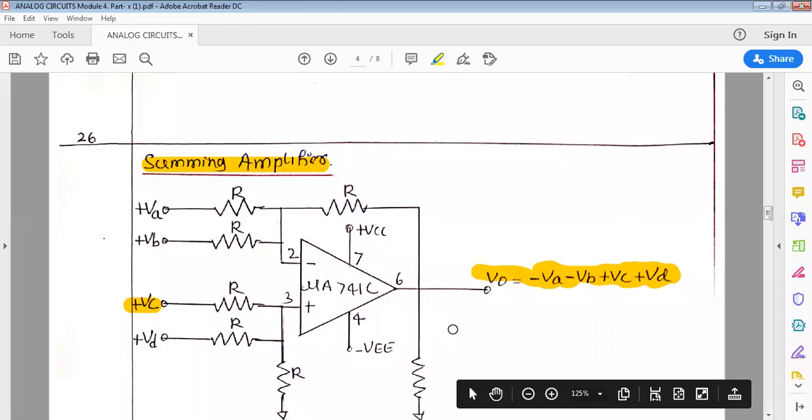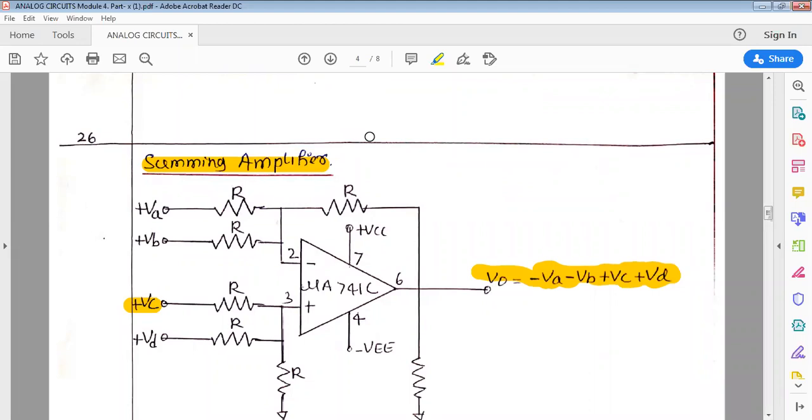Any doubts in this part? We'll continue after 2 minutes.